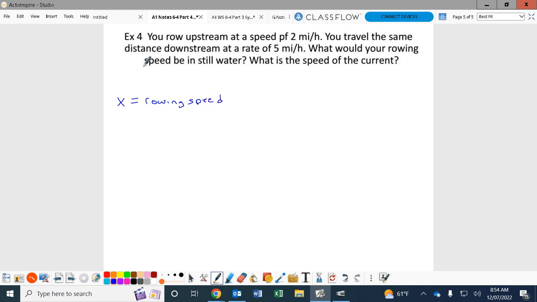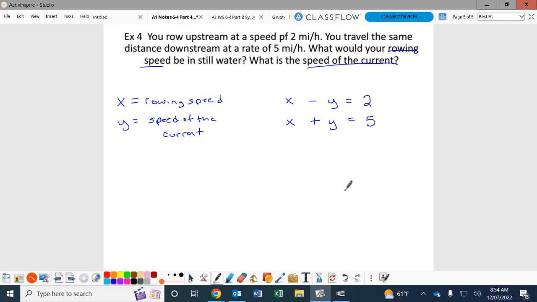Whatever comes first, guys, whatever they're asking for first, that's the first variable. Second variable, speed of the current. Okay, so it'd be the rowing speed plus the current to make you go faster. And then, oh no, upstream is against. So the first one's actually minus, isn't it? The one that makes you go slower. And then the second one would be downstream, that's with the current, so that'd be the plus.